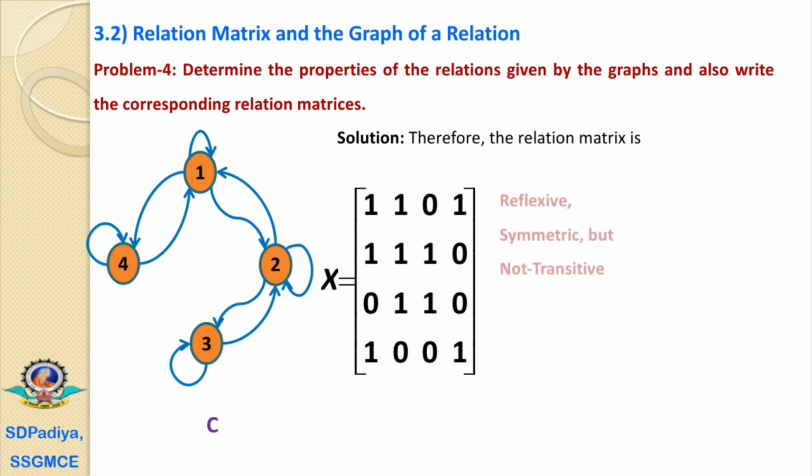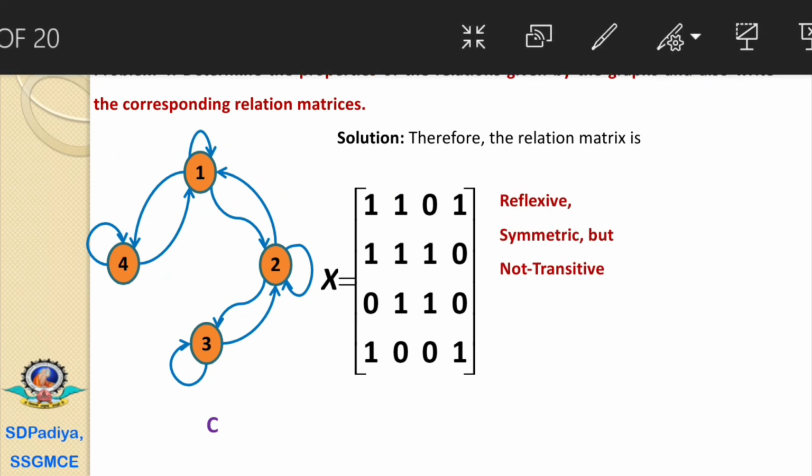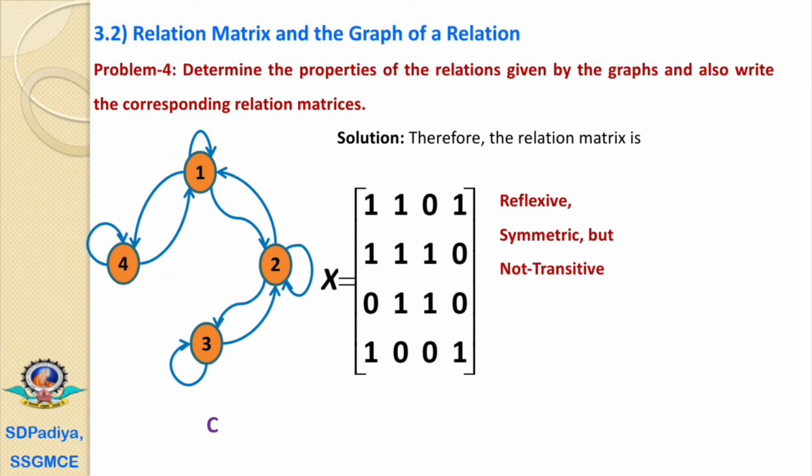Is it symmetric? Then yes. You can observe that 1 has a relation with 2, then 2 also has a relation with 1. If 2 has a relation with 3, then 3 also has a relation with 2. 1 has a relation with 4, then 4 also has a relation to 1. That's why it is symmetric. But transitive, we'll check that 1 has a relation to 2 and 2 has a relation with 3. Then there must be a direct relation from 1 to 3, but it is not there. That's why it is not transitive.